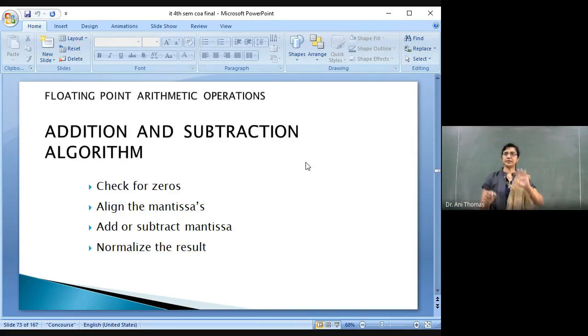There are 4 steps which are to be followed sequentially. The first one is check for zeros. Why we are checking for zeros: suppose we are adding or subtracting A and B, then we have to check whether A and B are 0 or not.